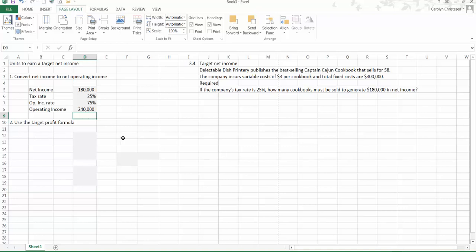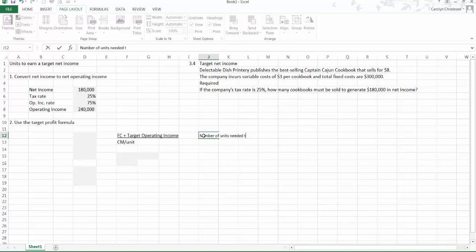Now we're going to use the target profit formula. Let's recall the target profit formula. It looks a lot like the break-even formula. In the numerator, you have fixed costs, and then you add the target operating income. And you divide that by your contribution margin per unit, and that will give you the number of units needed to earn that given operating income.